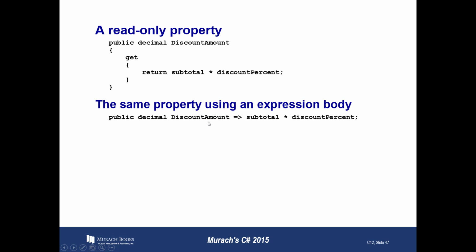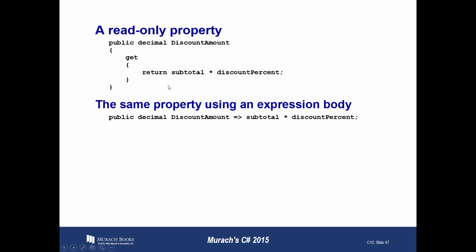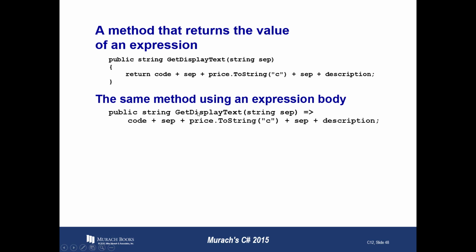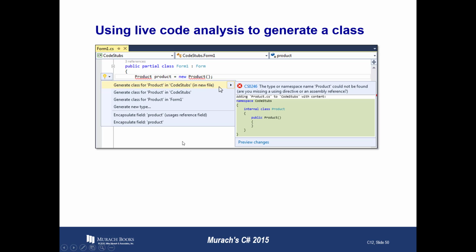Here's the same property using an expression body. So rather than just having a get like this, now we're actually putting in a lambda expression. Here we're returning something, not all that different from what we just looked at, or doing it with a lambda. And they've got, again, several examples of this.